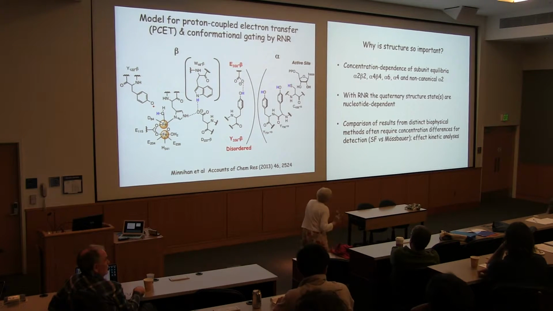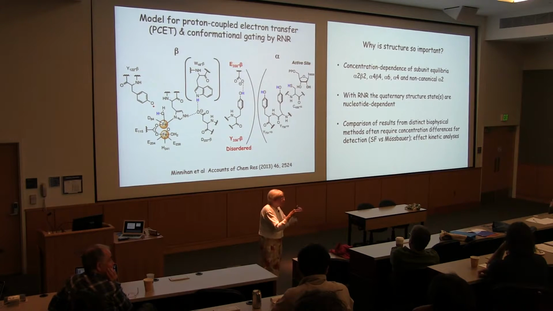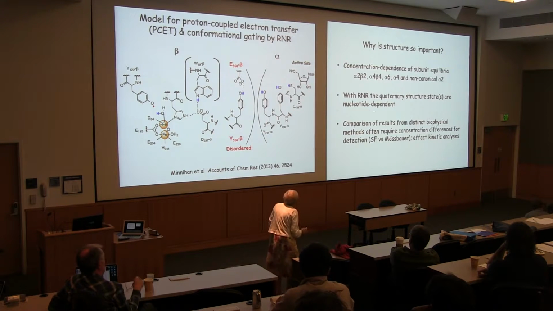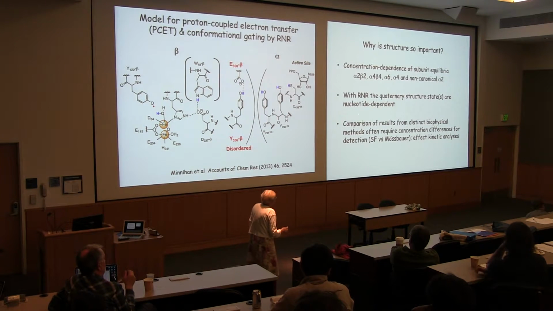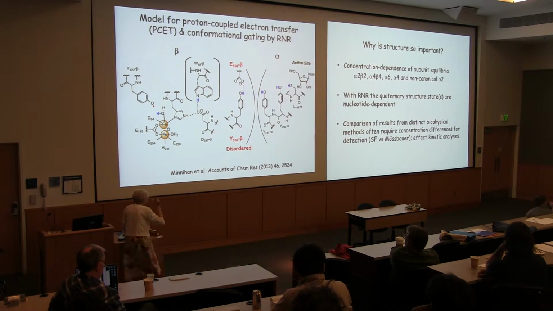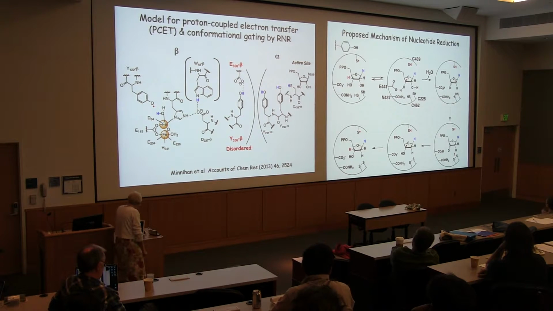So I think you need to think about it. If you're working on a little rock of a protein, it's not a problem. If you're working on something that's regulatory, it's likely to be a problem. So again, RNR, the quaternary structures are nucleotide dependent in ways we don't really get. And again, we have distinct concentration dependence, which just means in the back of your mind you need to think about this issue.